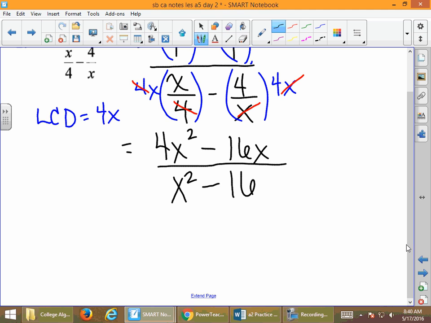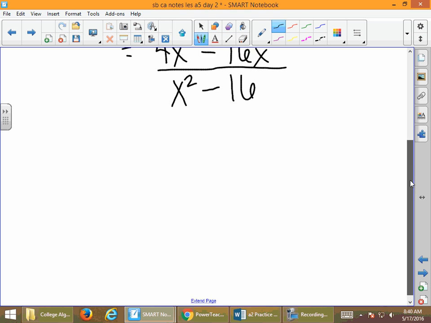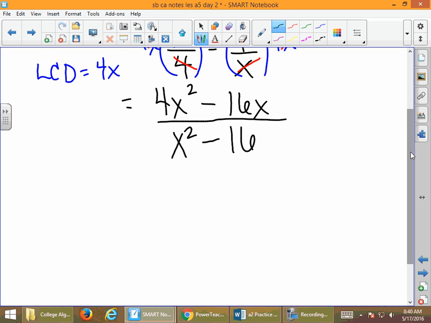So now it looks like we can simplify again. And sometimes we can simplify and sometimes we can't. But I think it's good practice from what we were working with yesterday. So what's in common in the numerator? The greatest common factor is a 4x. And we're left with x minus 4.